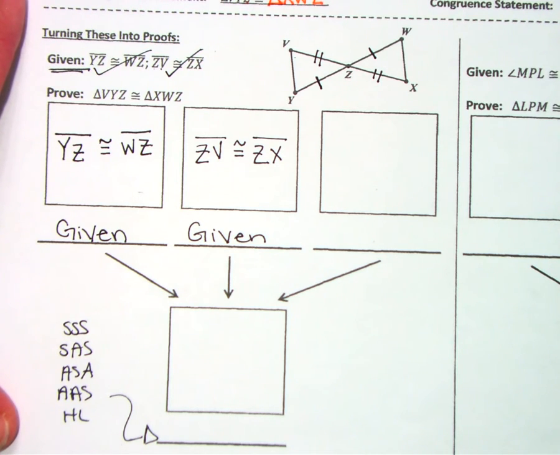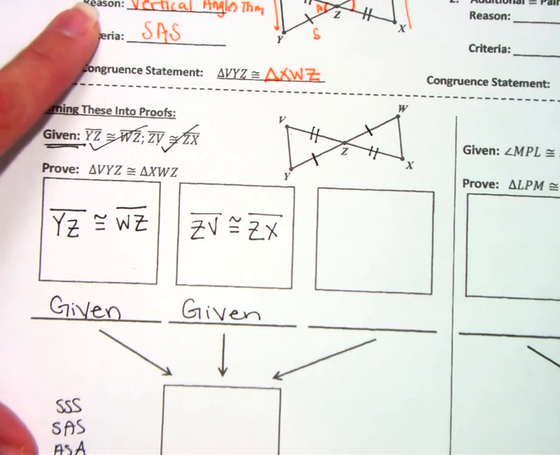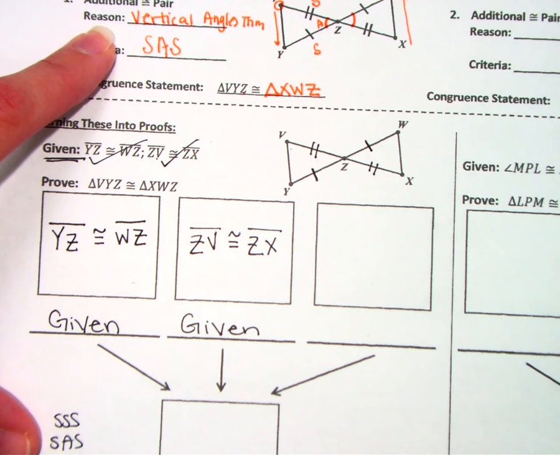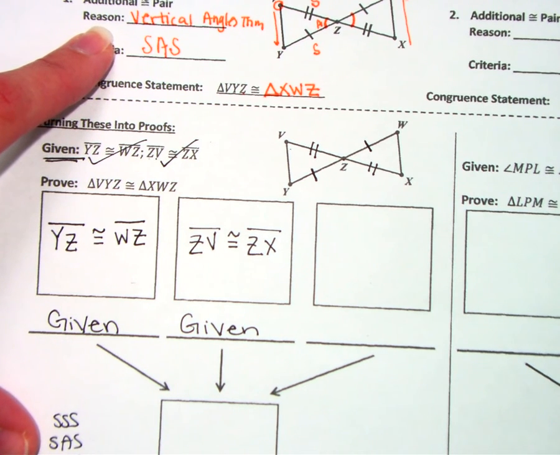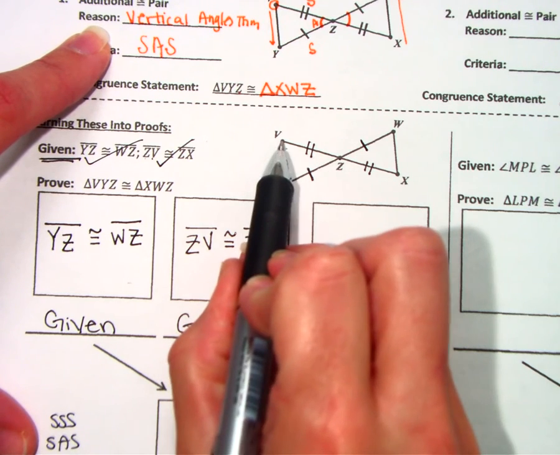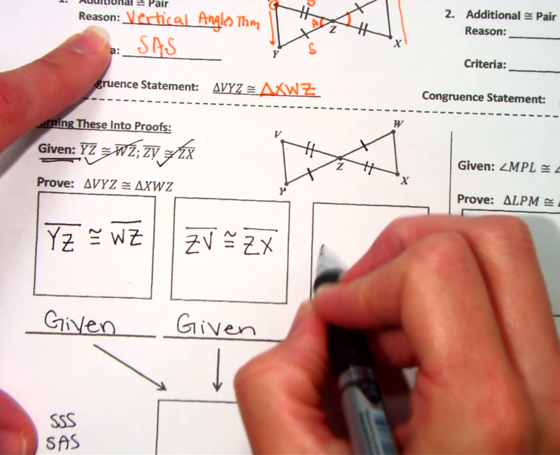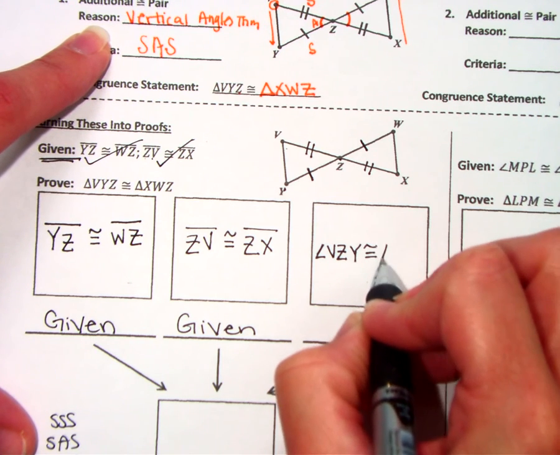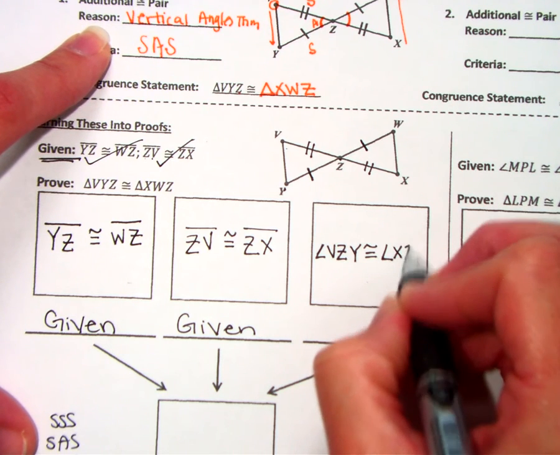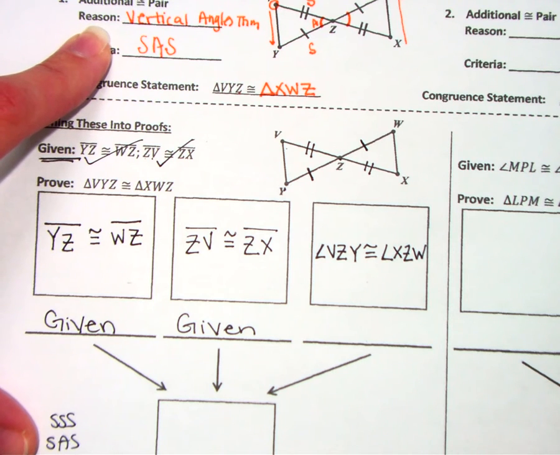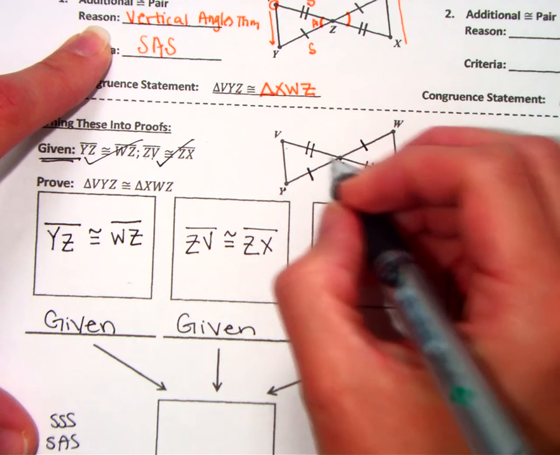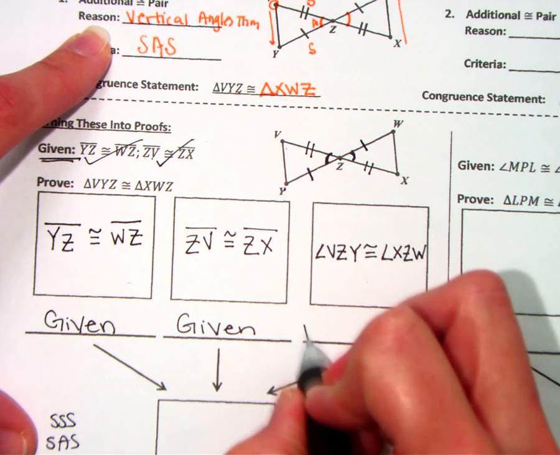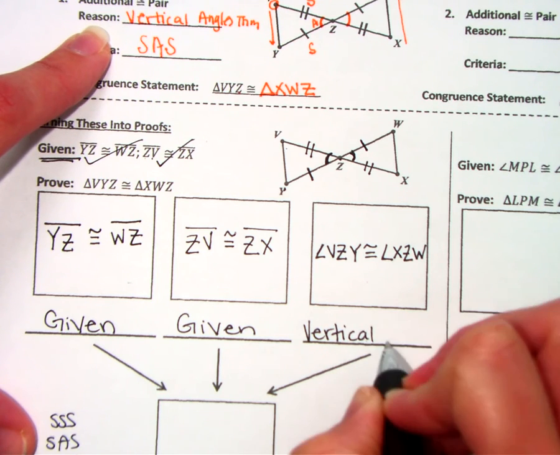Then, what goes in the third box? Well, we've already determined what goes in the third box. That's what we put here, our additional reason. So our additional reason is vertical angles. But we actually have to state here in the box which angles. So this is what we practiced when we wrote out all of our reasons. We practiced writing out V, Z, Y. So angle VZY is congruent to angle XZW. So VZY is this one, XZW is this one. So those are my vertical angles.